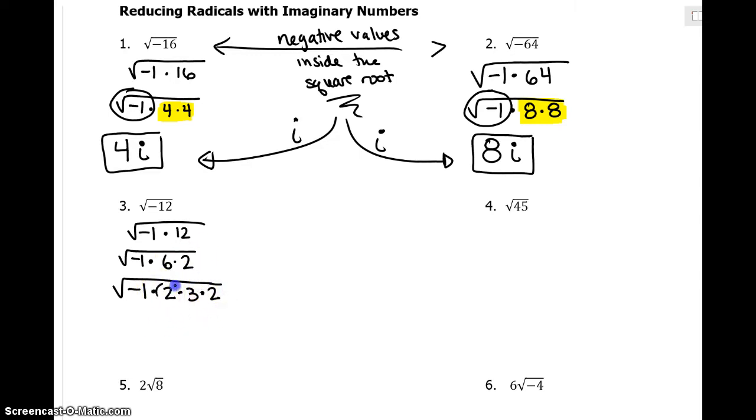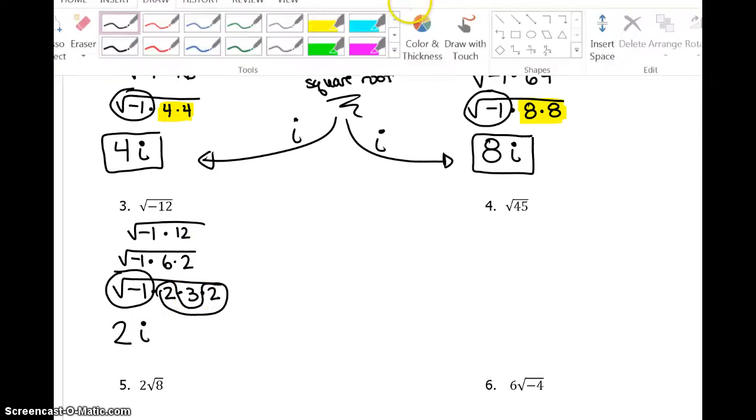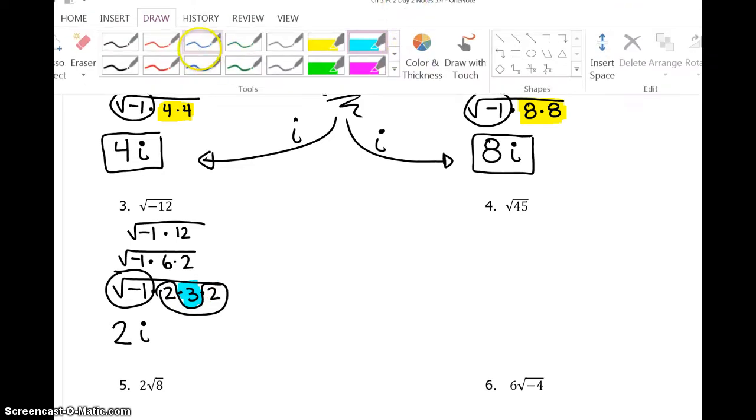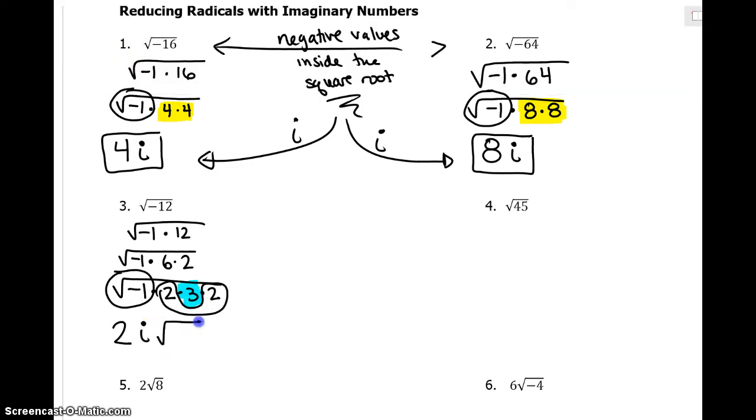Now I do see a pair. I'm going to circle my pair. There it is. Okay, so a 2 is going to come out. I also see that the square root of -1 is i, but the 3, I'm going to highlight the 3 really quick so you can see it. The 3 does not have a pair, and it's just left inside of the radical, so we're just going to leave it underneath the square root. So this ends up becoming our final answer.